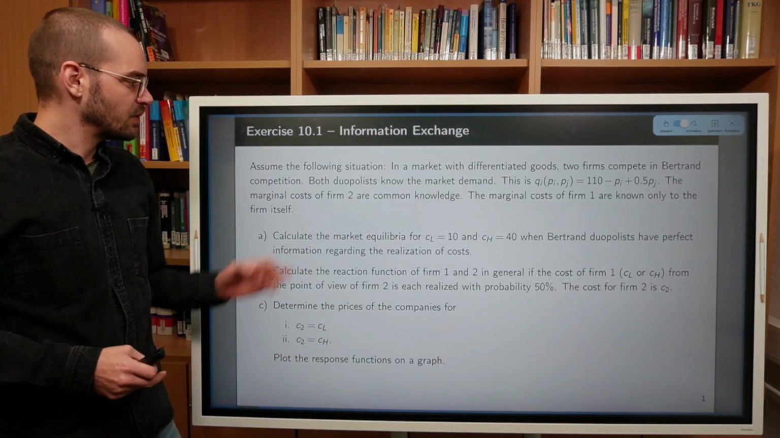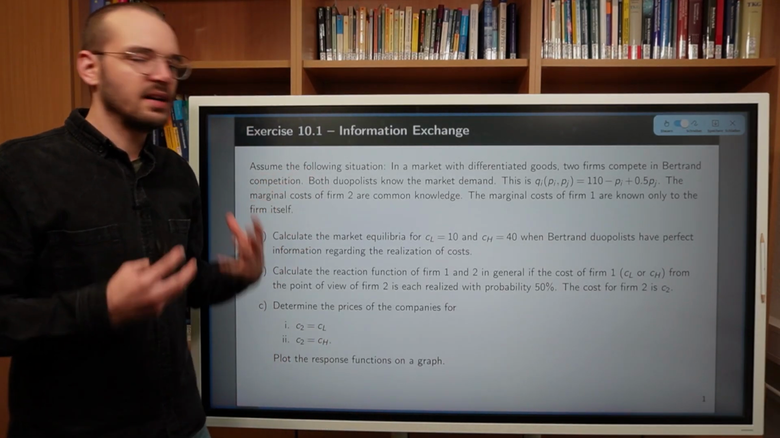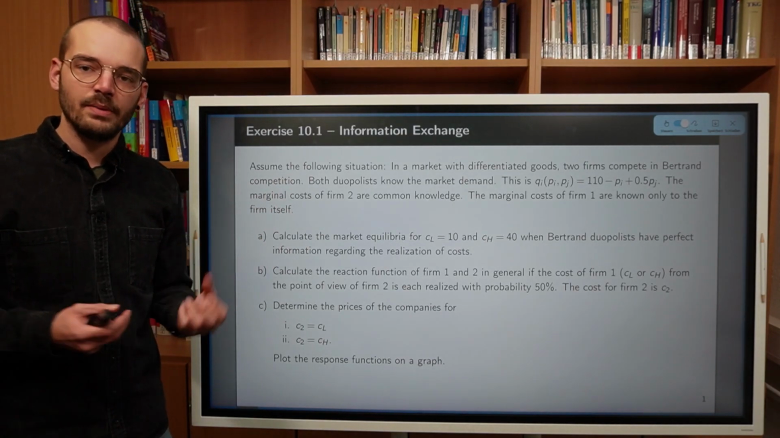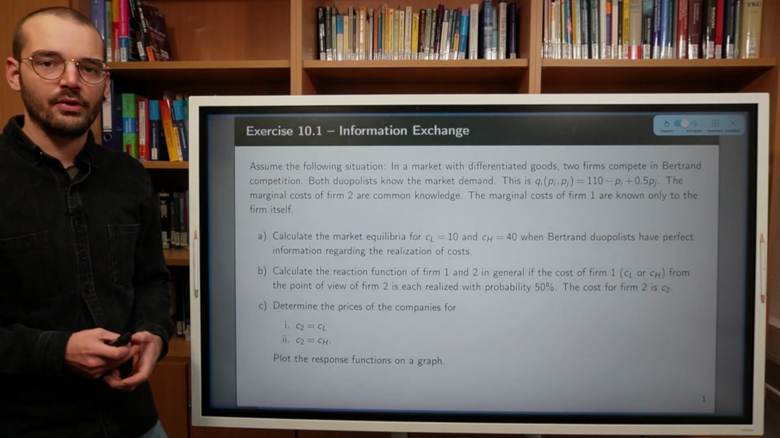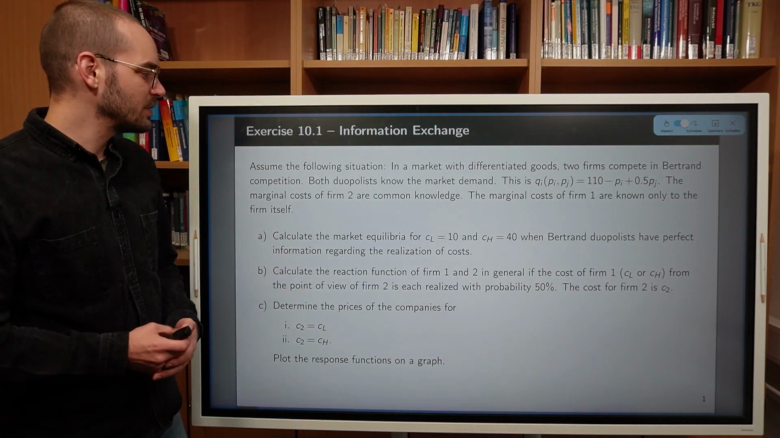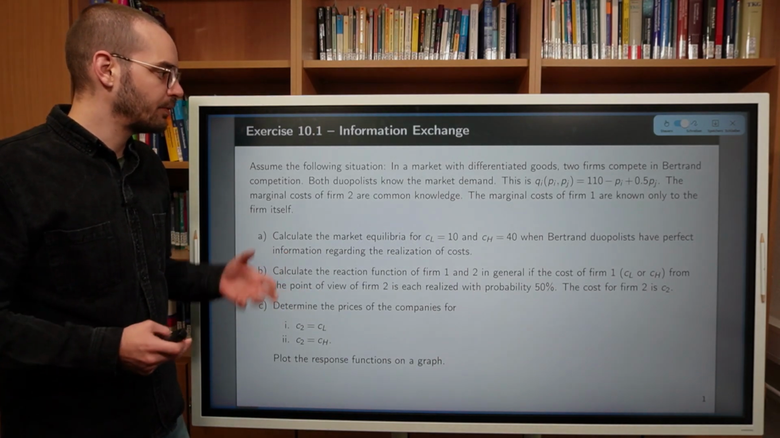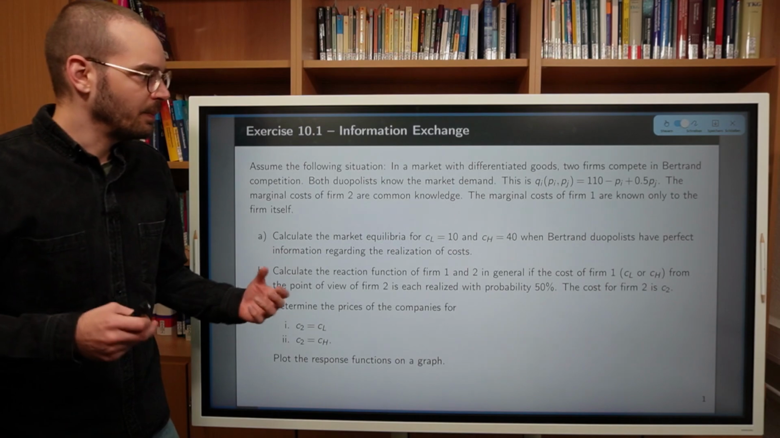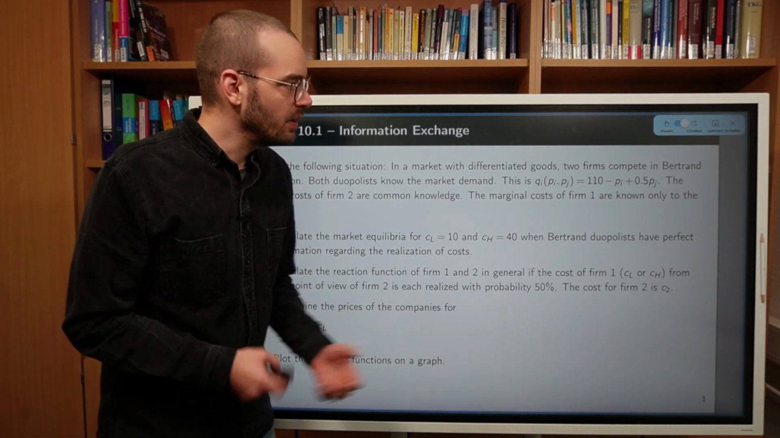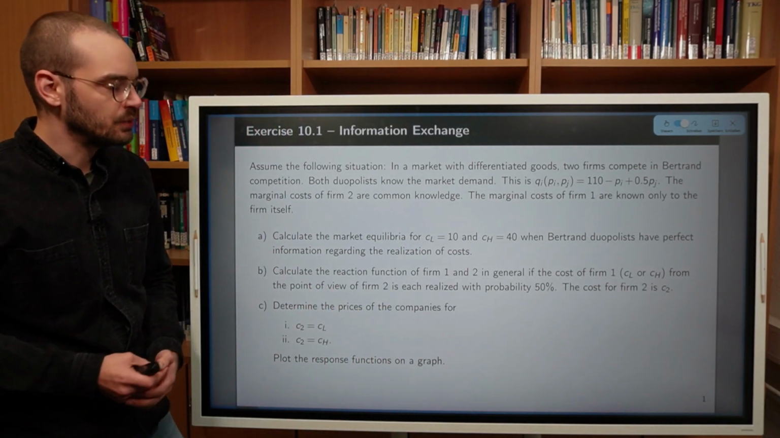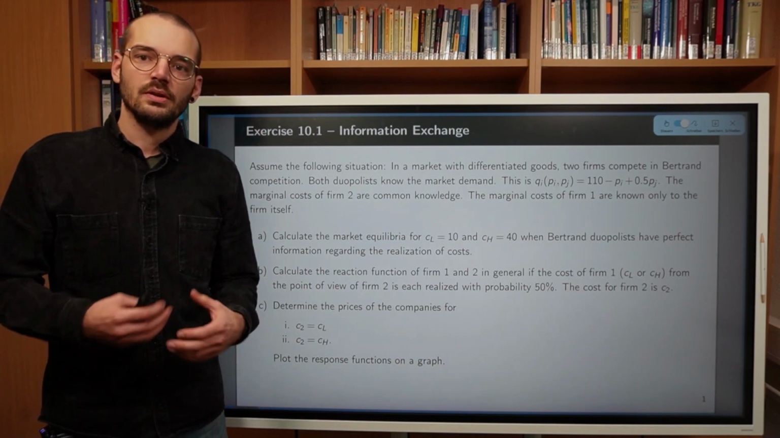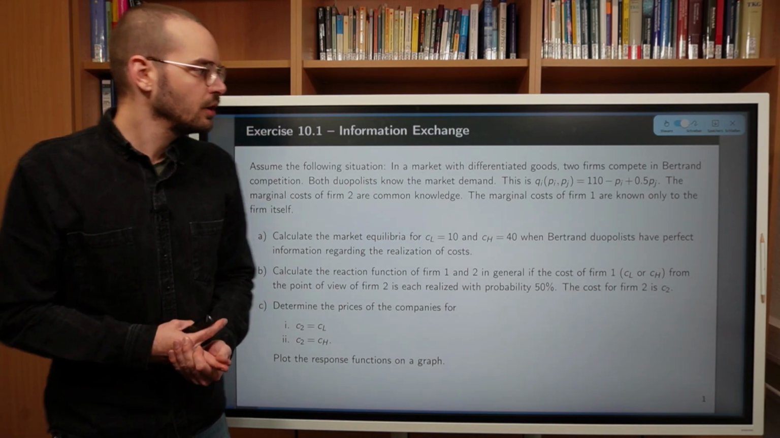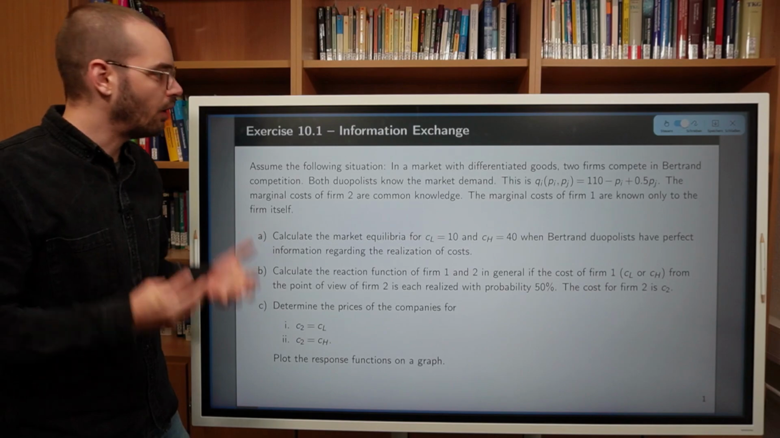The marginal costs of firm 2 are common knowledge. That means everybody, that includes both of the firms and us, knows the costs of firm 2. Marginal costs of firm 1, however, are private information to firm 1. That means only firm 1 knows the marginal costs of firm 1.